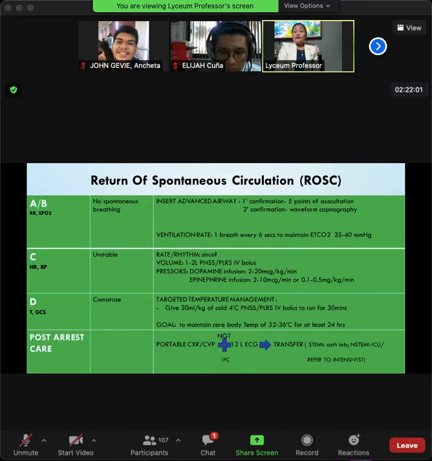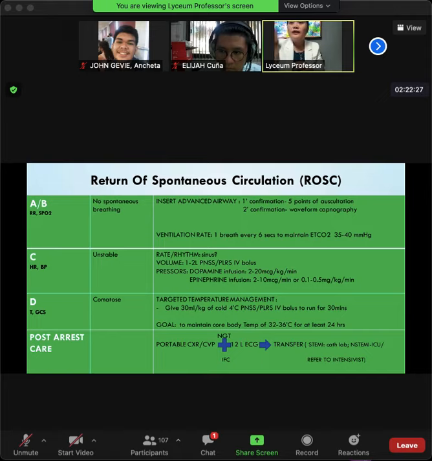Okay? So, the ventilation rate for your magbabag ka, the breathing should be 1 breath every 6 seconds to maintain EtCO2 of 35 to 40 millimeter Hg. Okay? So, yung difference kanina, nung nagsi-CPR kayo, 30:2. So, 30 CPR, 2 ventilation. Okay? So, at least 5 seconds na apart yung ventilation.